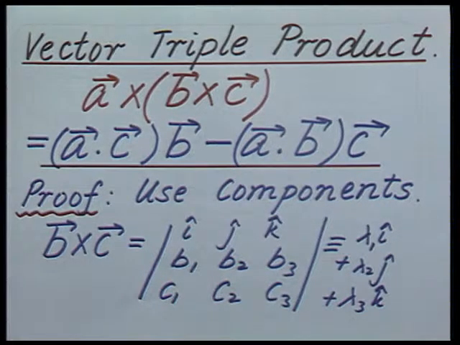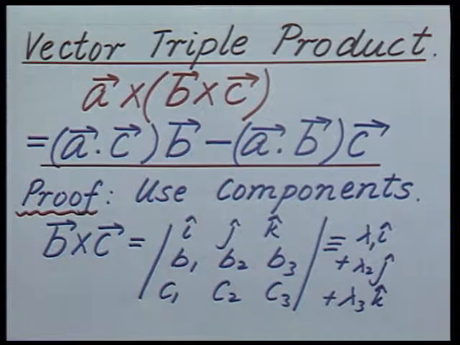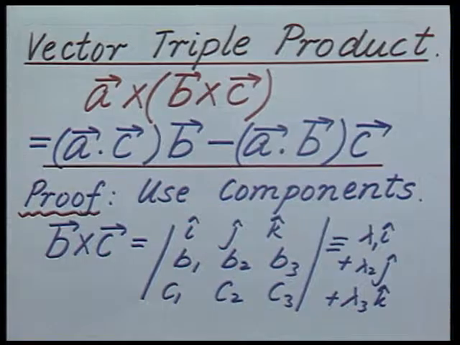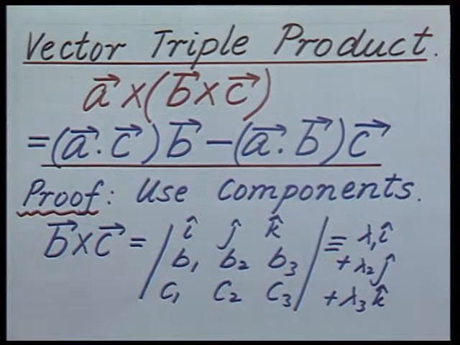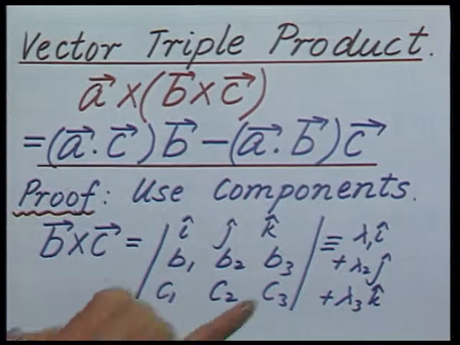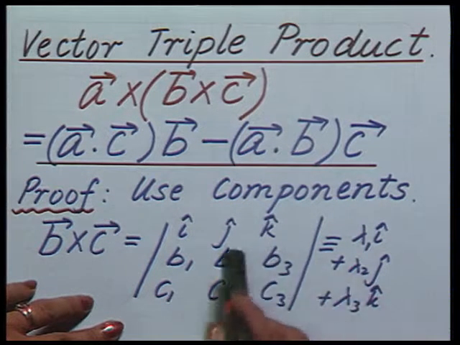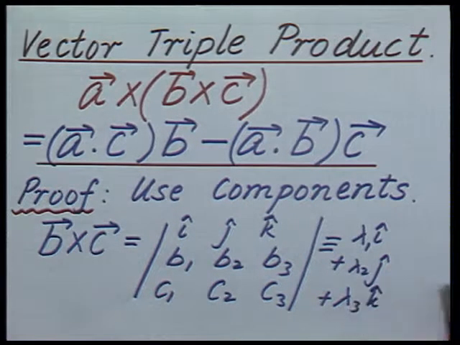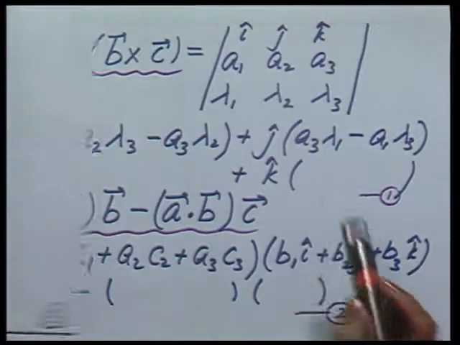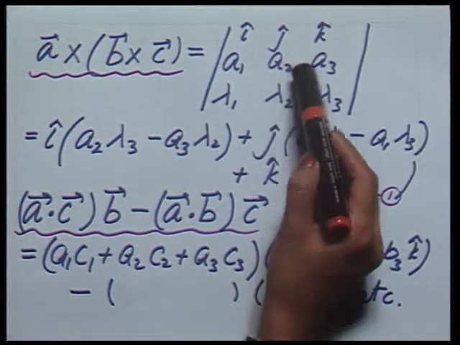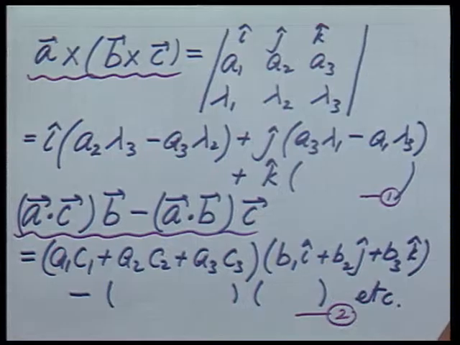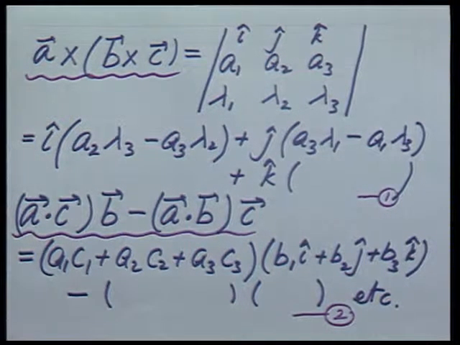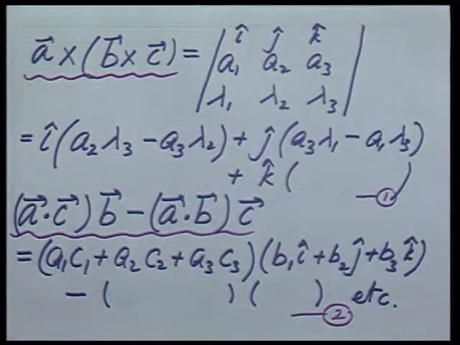Now, the proof of this essentially depends on the component formula for cross product as well as dot product. What we do is we simplify the left hand side as well as the right hand side using the component formula. First, B cross C by definition is given by this determinant, which I can write as lambda 1 i plus lambda 2 j plus lambda 3 k, where all of you can calculate the values of these lambdas. Having got that, I use the component formula once again: A cross this vector is given by the determinant i j k, a1, a2, a3, lambda 1, lambda 2, lambda 3. And when it is opened out, I will get i into a2 lambda 3 minus a3 lambda 2, etc. You can put in the values of lambda here and call this expression 1.